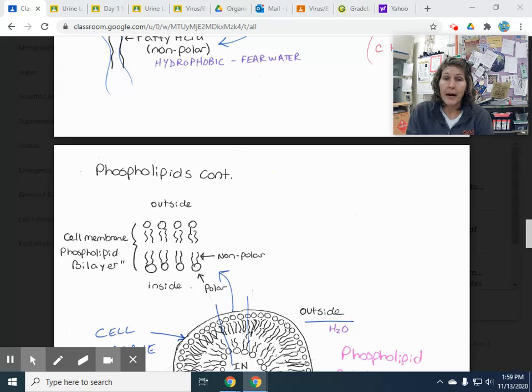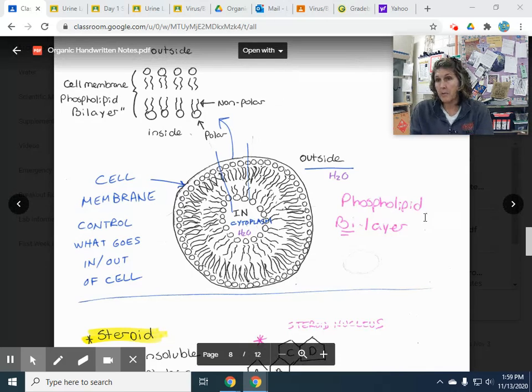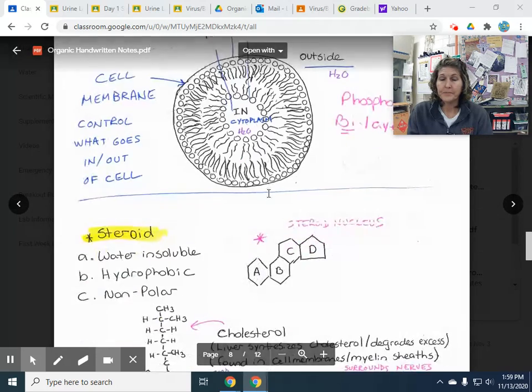So when we create a bilayer, my tails are going to be touching together in the middle, and they're kind of hiding away from water, where the head portions are facing the outside of the cell and the inside of the cell, which has a lot of water. So there's kind of an expanded view of it. Cytoplasm is in the middle, mostly water, so all my reactions are taking place. Outside, mostly water, depending upon where that cell is.